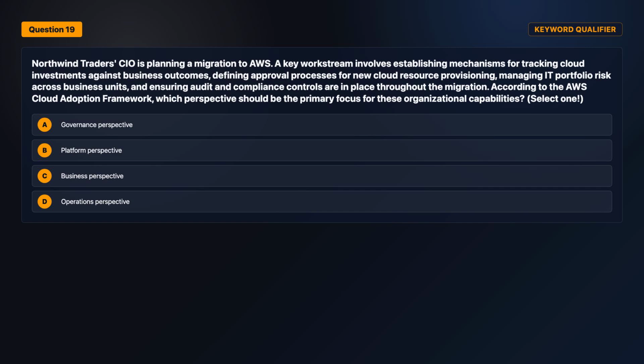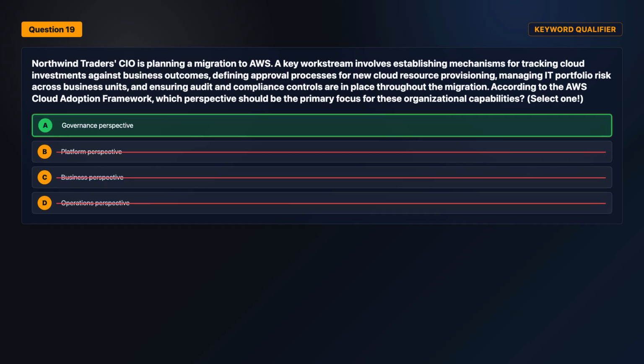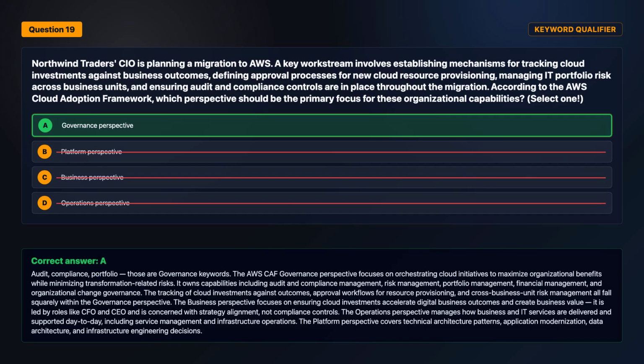According to the AWS Cloud Adoption Framework, which perspective should be the primary focus for these organizational capabilities? Select one. Review the answer choices on screen. The correct answer is option A. Audit, compliance, portfolio, those are governance keywords.